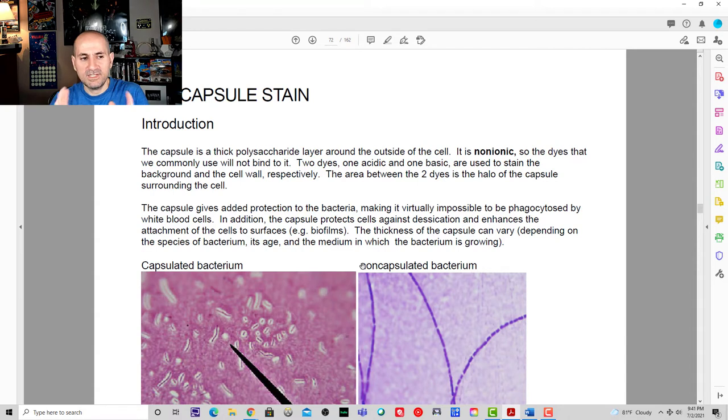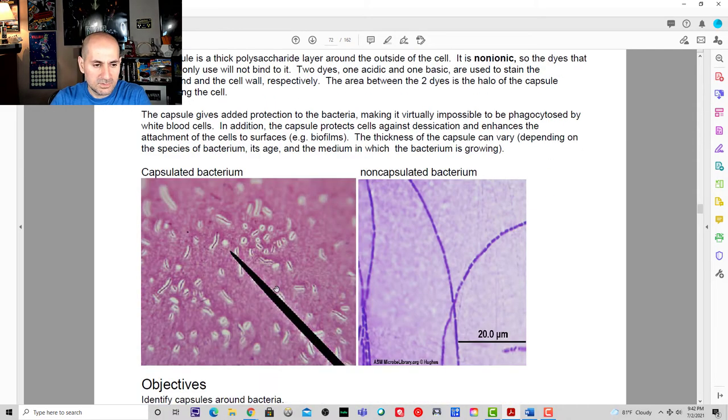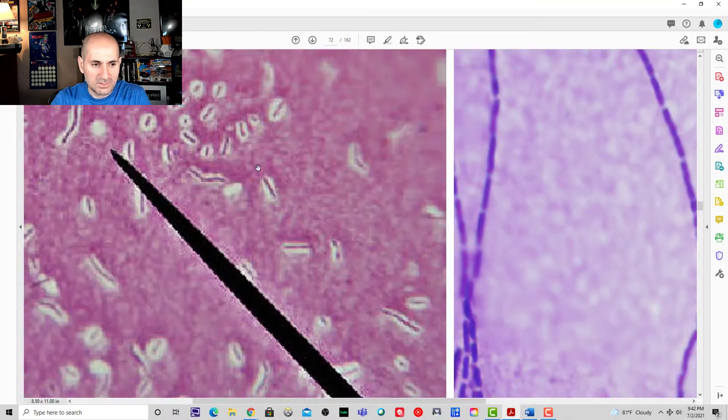Remember that the capsule stain is a type of negative staining. You need to know that. Negative staining means that you're staining everything except the object that you want to view, right? So here you're staining the glass. You stain the glass pink, the slide pink, and you stain the bacteria pink. So what's not stained is these little clear halos, which are your capsules.